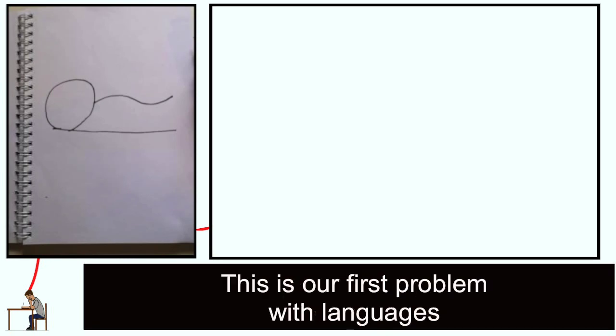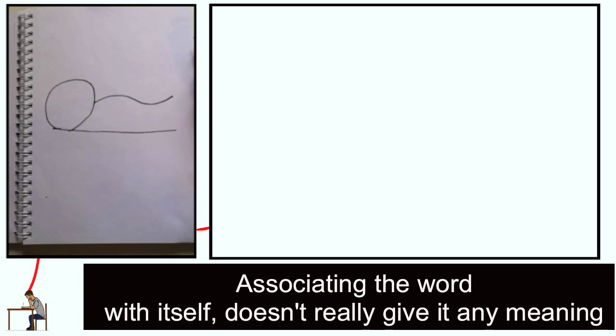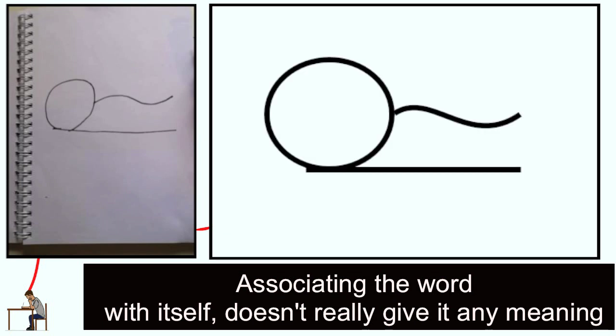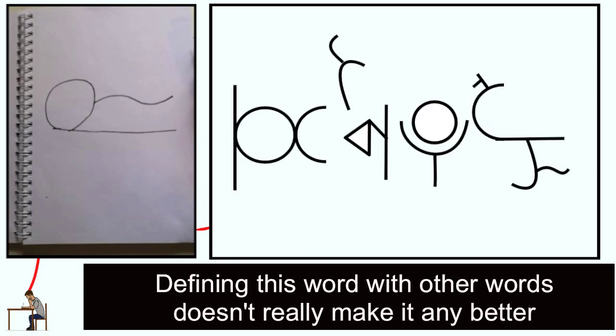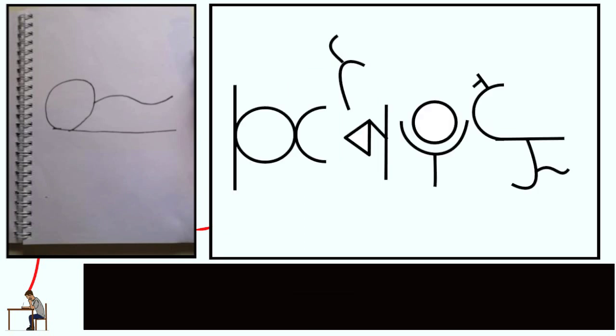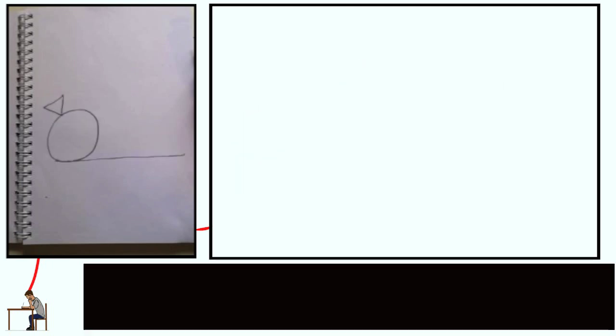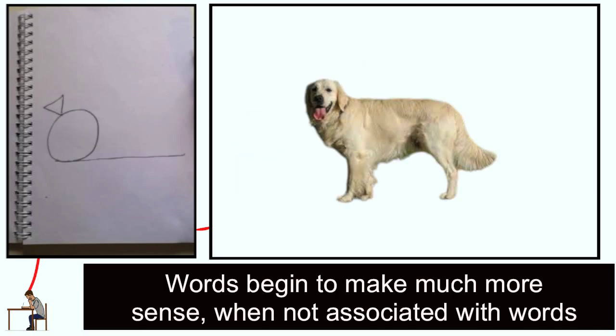This is our first problem with languages. Associating the word with itself doesn't really give it any meaning. Defining this word with other words doesn't really make it any better. Words begin to make much more sense when not associated with words.